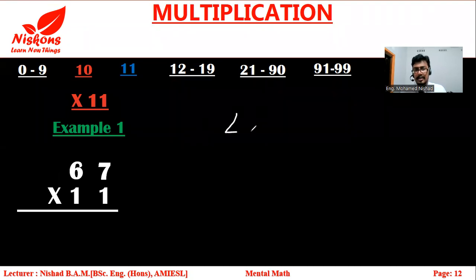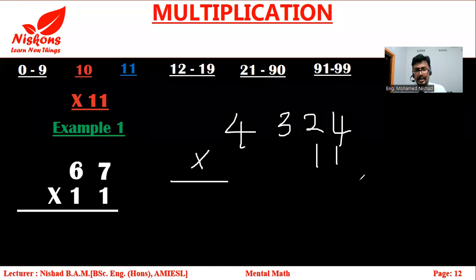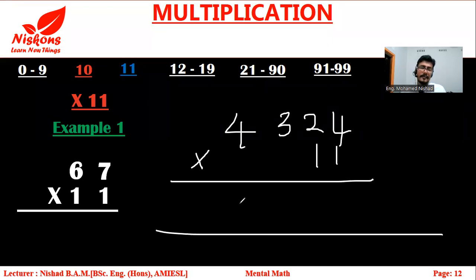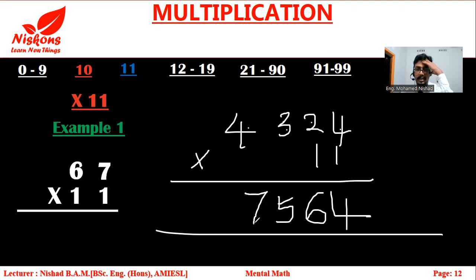Likewise, what will be 4324 times 11? What will be the answer for this? Can anyone say that? 40,000 or 47,000? How much? Very simple. We have to write that 4 over here. 4 plus 2, 6. That will come over here. 2 plus 3 will come over here. 3 plus 4 will come over here. That will be the answer, right?